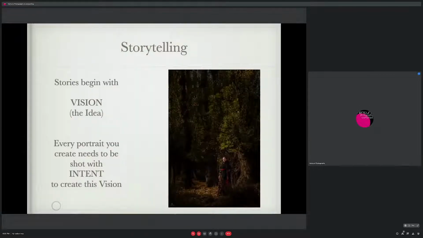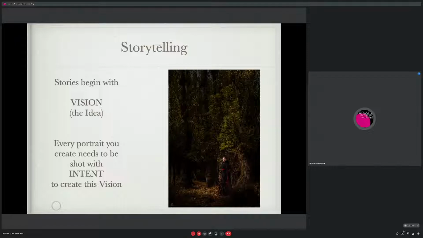So let's talk about storytelling then. Stories begin with an idea. The high-floating way in which photographers and creative people call the idea is the vision. You have a vision that you want to bring into fulfillment, which means that every portrait, if you think about it, if you're driven by a vision, if you're driven by an idea, then every portrait you create needs to be shot with an intent to create this vision. And it's very important, I think, for photographers of all types, to always shoot with intent. I think that differentiates a strong image from a snapshot.